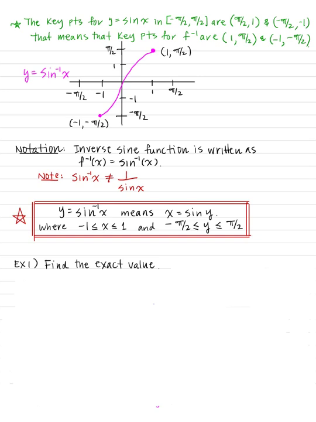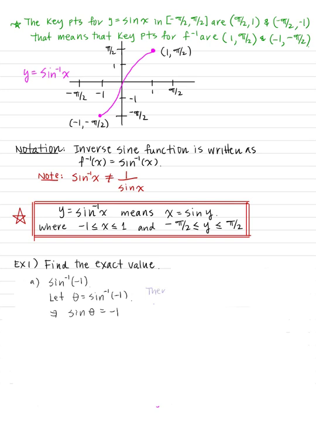Okay, let's do some examples. Example 1, find the exact value. Let's call this one A: sine inverse of -1. First step, always let theta equal sine inverse of -1. Let's try to digest what this means. Then theta is the angle between -pi/2 and pi/2 whose sine equals -1. Let me write that out. That means sine of theta equals -1.